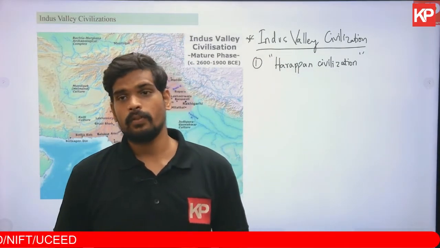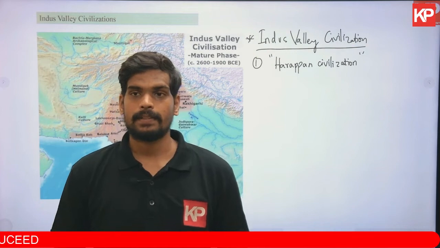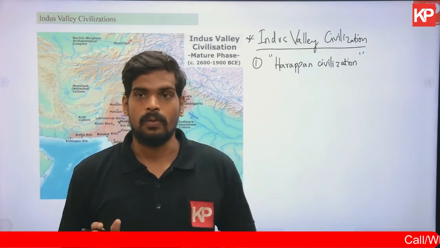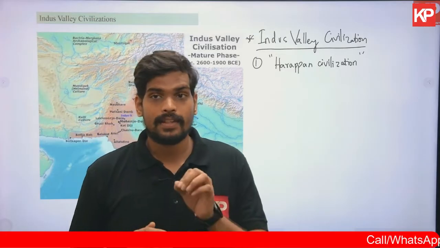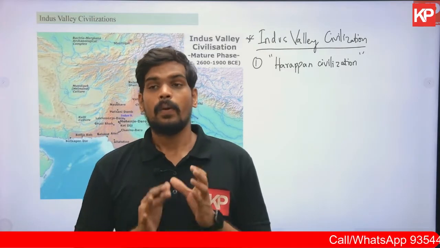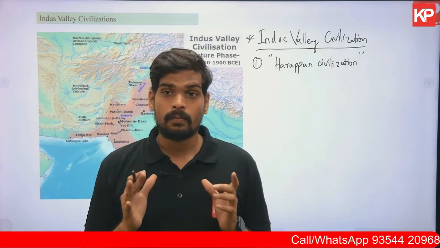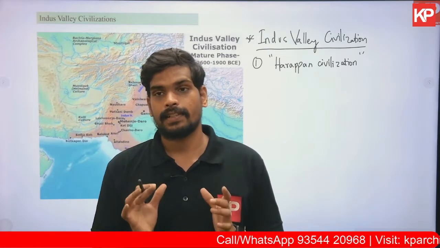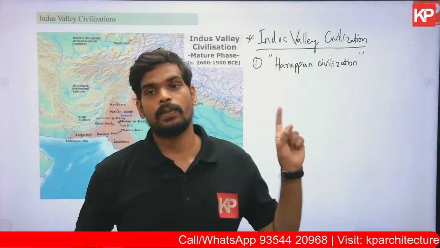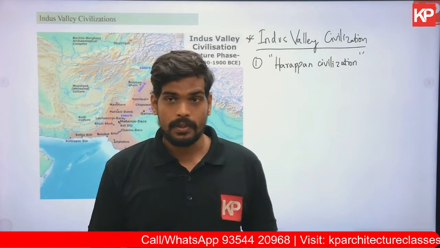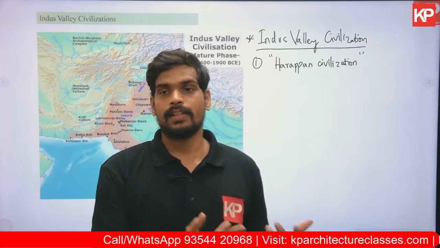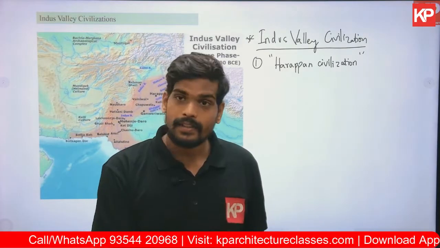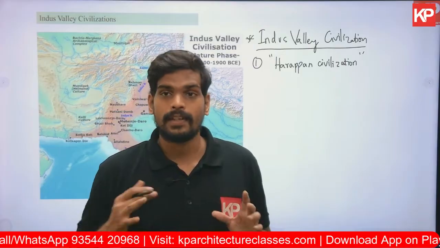Why not Mohenjo-daro? Mohenjo-daro also is an important site of Indus Valley civilization. Can we call it Mohenjo-daro civilization? No, it is called Harappan civilization because of a reason. When this particular civilization was first discovered in the 1920s, the first site which was excavated was the site of Harappa. No one knew at that point of time that there is Mohenjo-daro also, or Ganeriwala, or Rakhigarhi. All these sites were discovered later on.